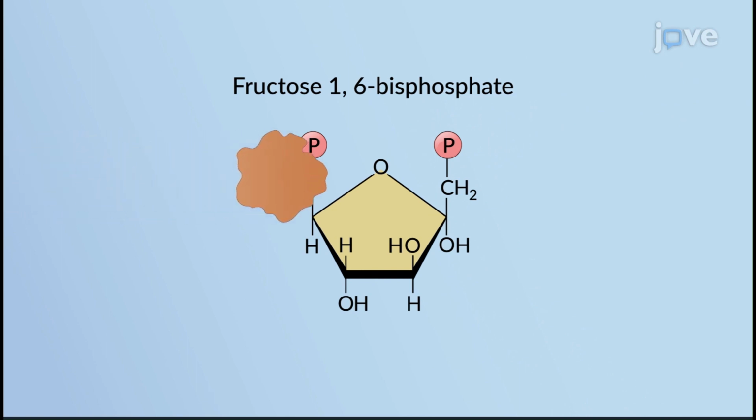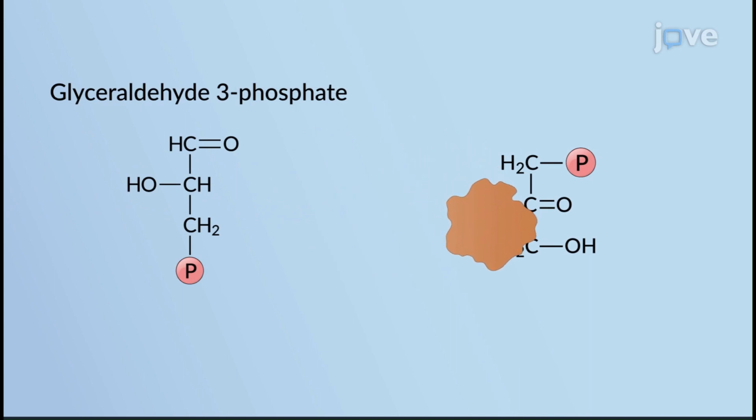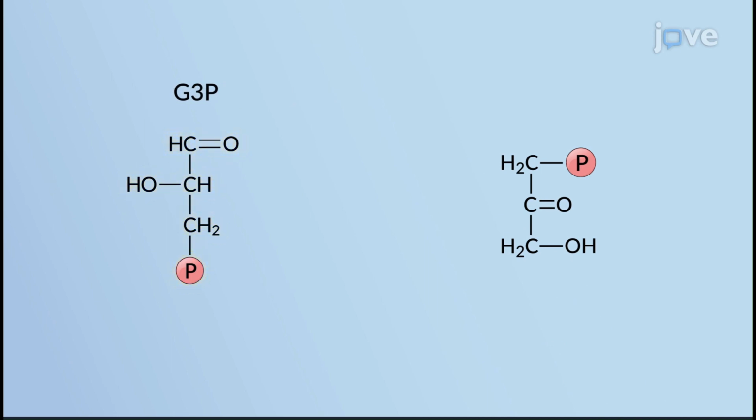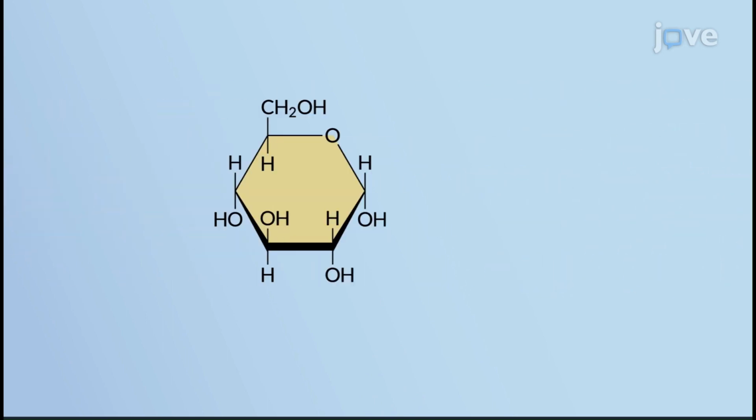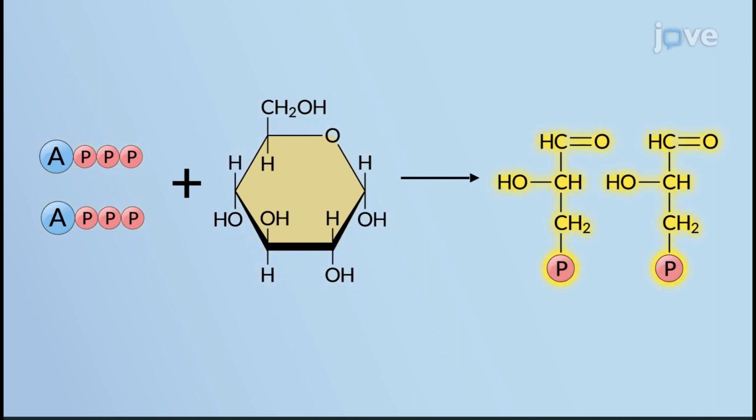Finally, with two phosphate groups attached, the sugar molecule is cleaved by aldolase into two 3-carbon isomers, glyceraldehyde 3-phosphate, or G3P, and dihydroxyacetone phosphate, DHAP. Another enzyme, triosephosphate isomerase, converts the DHAP into G3P to yield two molecules. This way, during the energy investment phase, a net total of 2 ATPs are used to split one initial glucose molecule into two smaller sugars.